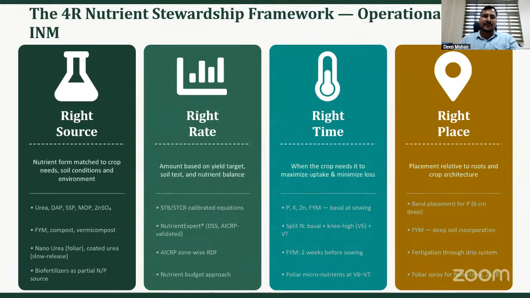And the fourth R is the right place. Where to apply? Phosphorus by band placement. We can go for 5 to 6 centimeters from the grain, and we can keep it nearby the root zone. FYM must be incorporated, not retained on the soil. And if we see another method of application, drip irrigation, we apply all the fertilizer through fertigation.